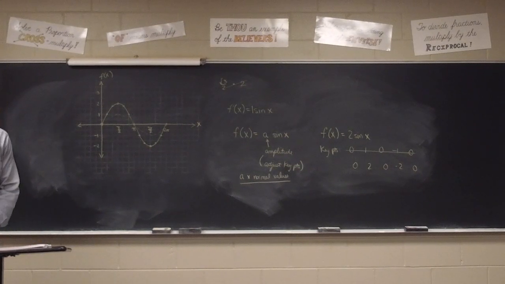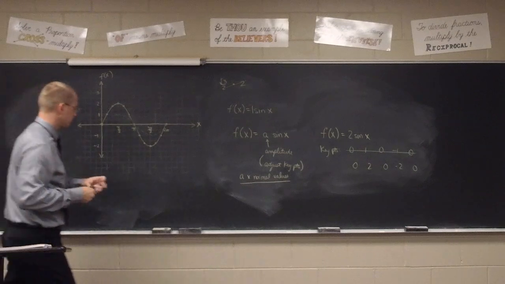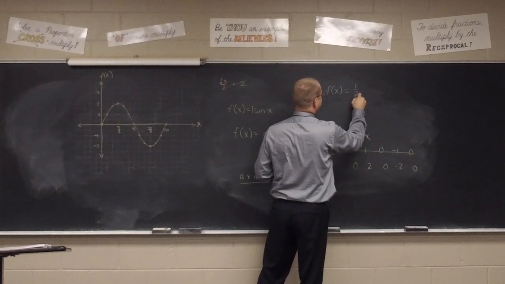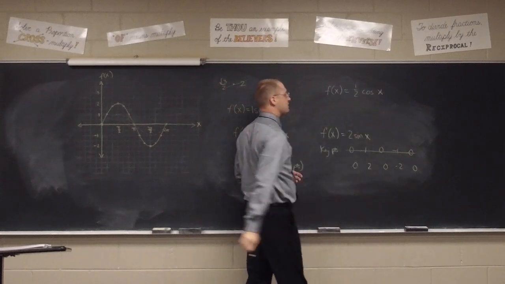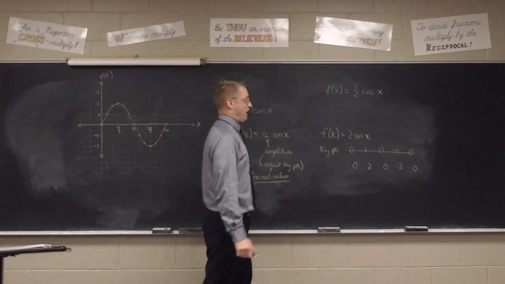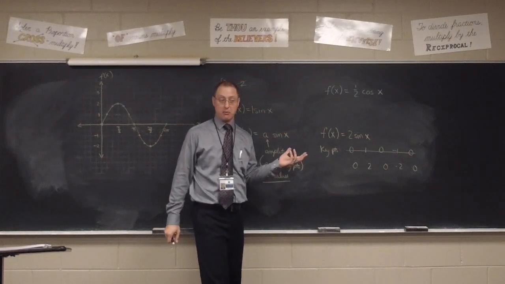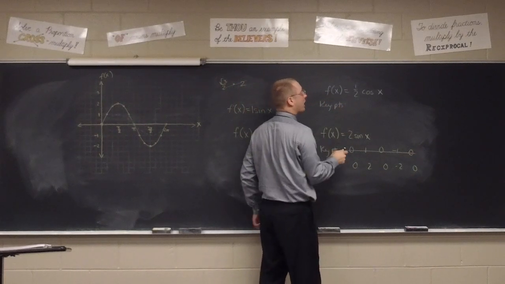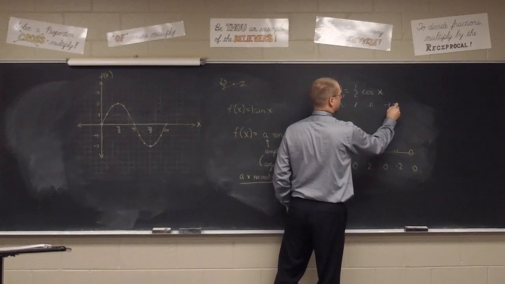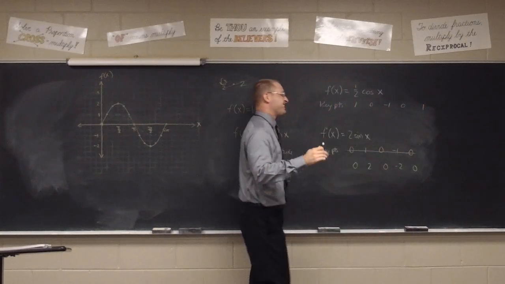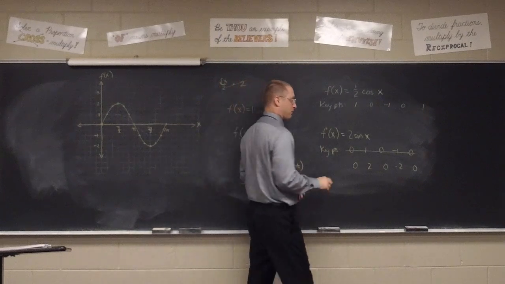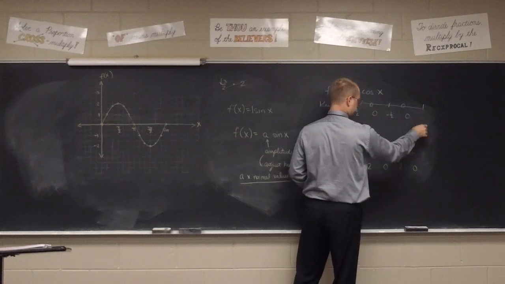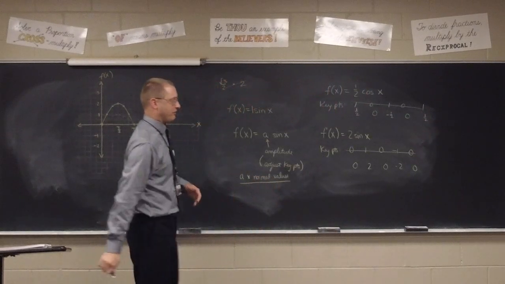But let's keep that same grid and maybe change to a different color ink or a pencil or a pen. What if I had f of x equals a half cosine x? Well, that means I'm going to take all my normal values for cosine and multiply them all by a half. So my normal key points for cosine, class, are 1, 0, negative 1, 0, 1. But I'm going to cut them all in half. So I'm going to actually get 0.5, 0, negative 0.5, 0, 0.5.